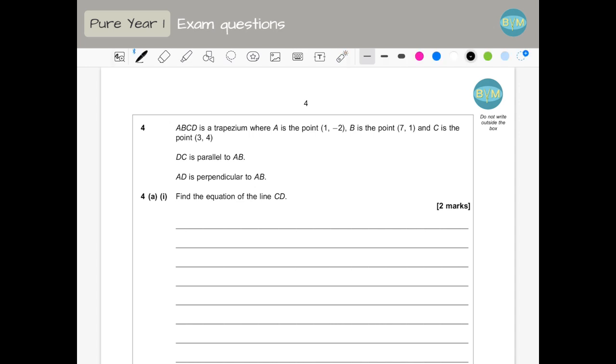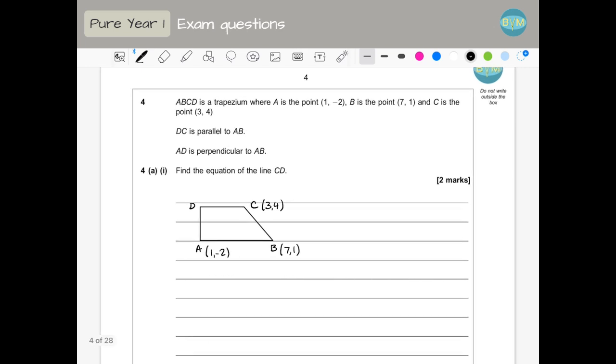So one is perpendicular to one of the sides. Then we have something like this. AB and DC are parallel, so this would be AB, for example, and AD is perpendicular, so this one and this one. We know the coordinates of A, which is (1, -2), B (7, 1), and C (3, 4). We don't need to draw it, I think it just helps.